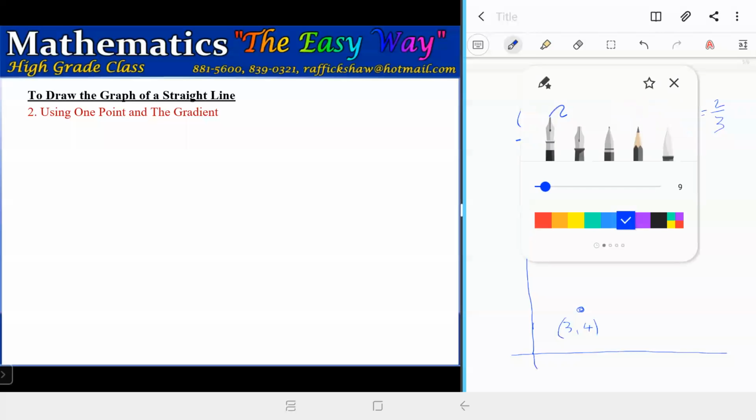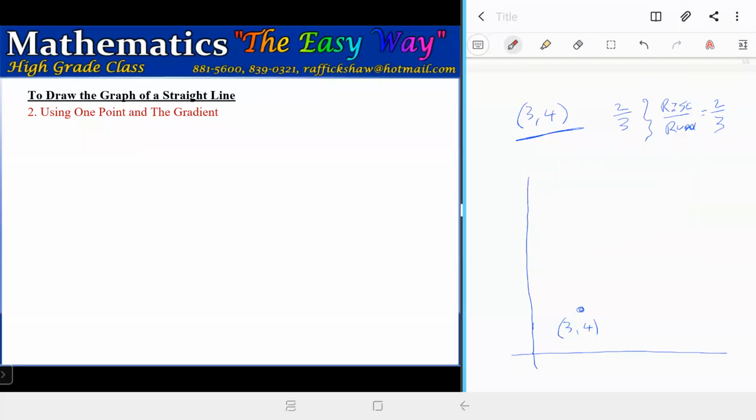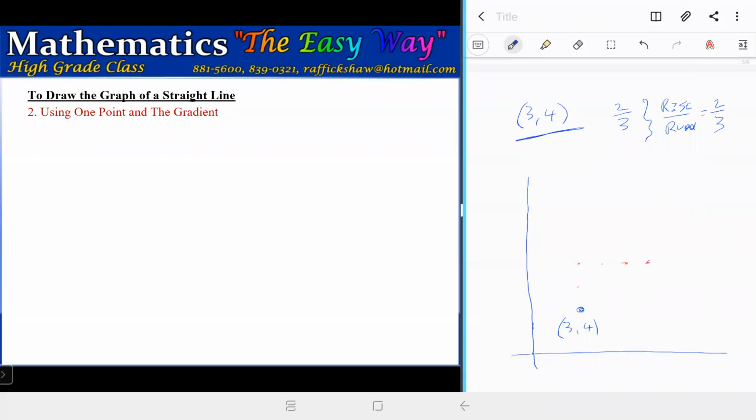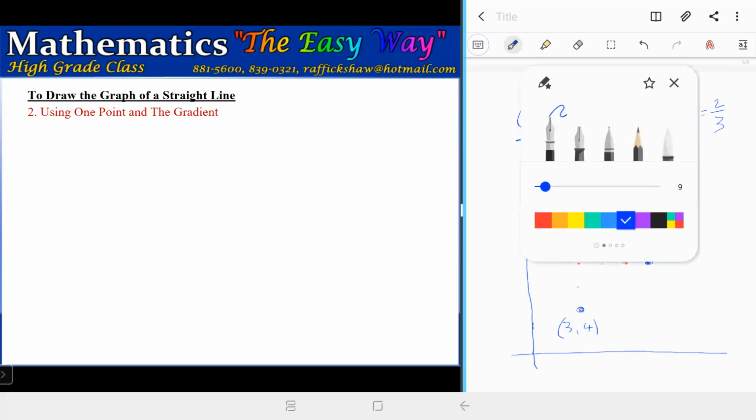And I want to get to other points on the line where the gradient is 2 over 3. It means that from that point, I can rise 2 units and run 3 units. So from here, I can rise 2 units. 1, 2. And then run 3 units. 1, 2, 3. So what it means is that this will be another point on that line that I want.